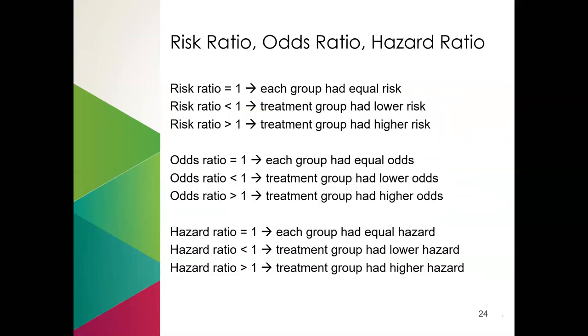And to interpret these, you have to be careful to remember to look at the outcome and decide whether you want the treatment group to have a higher or lower chance of it. For a good outcome like disease remission, you would be looking for a risk ratio or an odds ratio greater than 1, because that means that the group that got your treatment had a greater chance of the good outcome. Versus a bad outcome, you would want them to have a smaller chance.